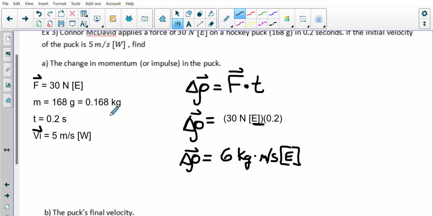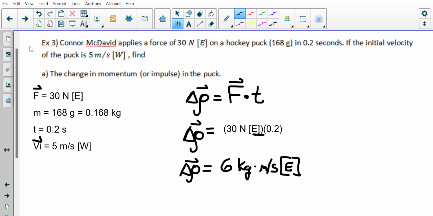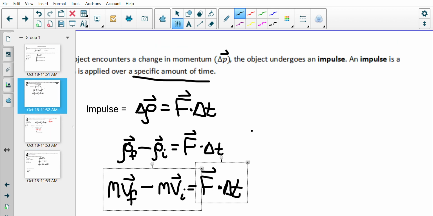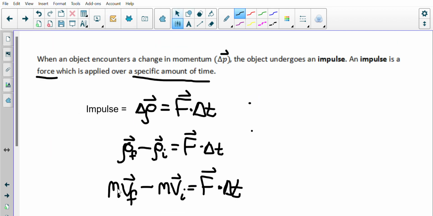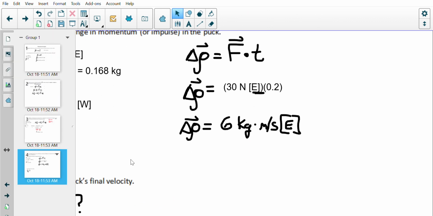Part B: we want the puck's final velocity. Now I believe we're going to use the same formula that we used in our last question. So I'm going to go back and scoop that question up. Let's get that, Control C, we'll use that.